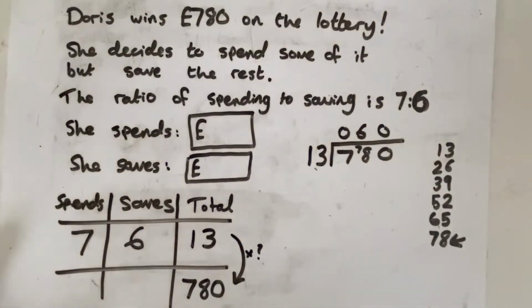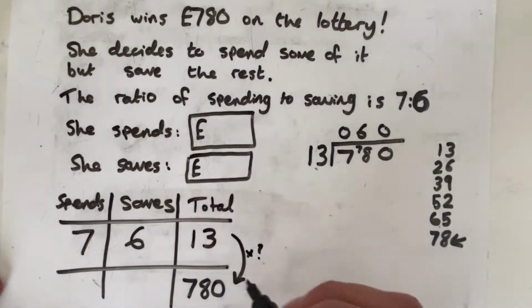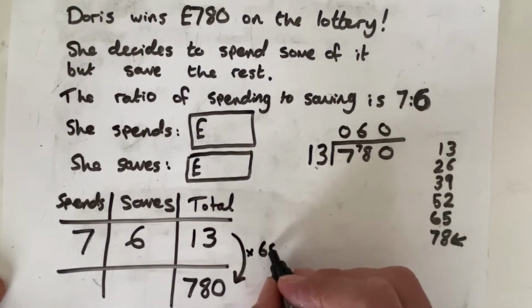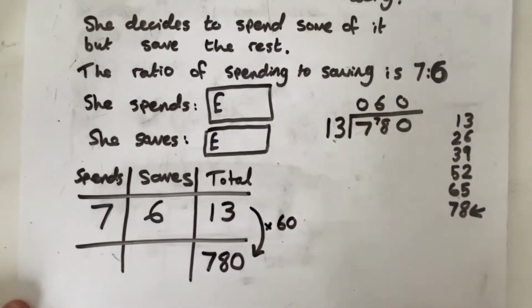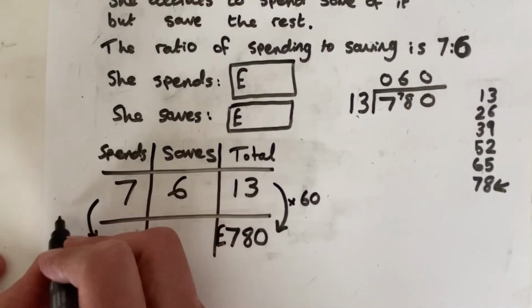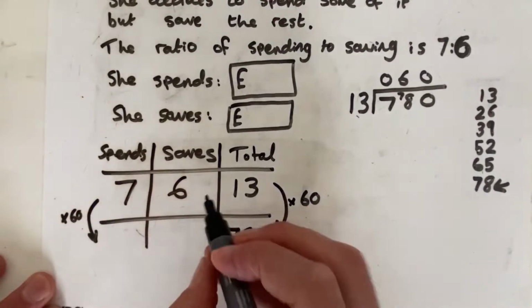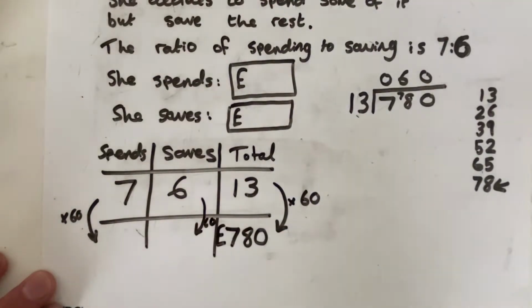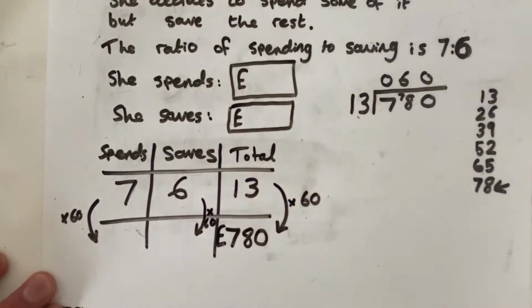There we go. We know that we would have to multiply 13 by 60 to get the £780 that Doris won. Then all we have to do, like we have in the past, is multiply both of these by 60. And then we'll work out how much she spends and how much she saves.